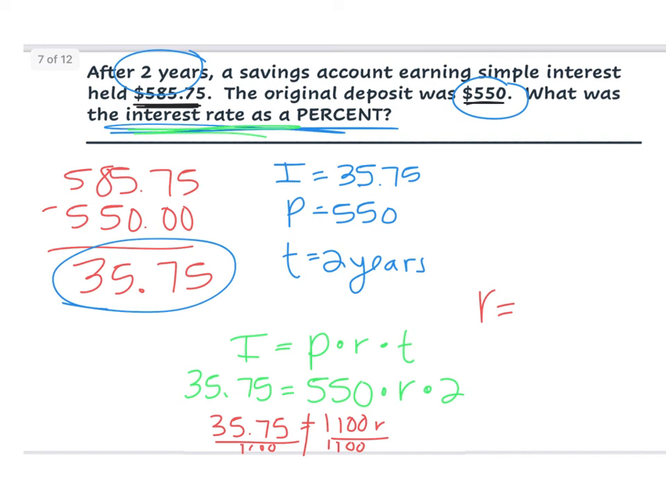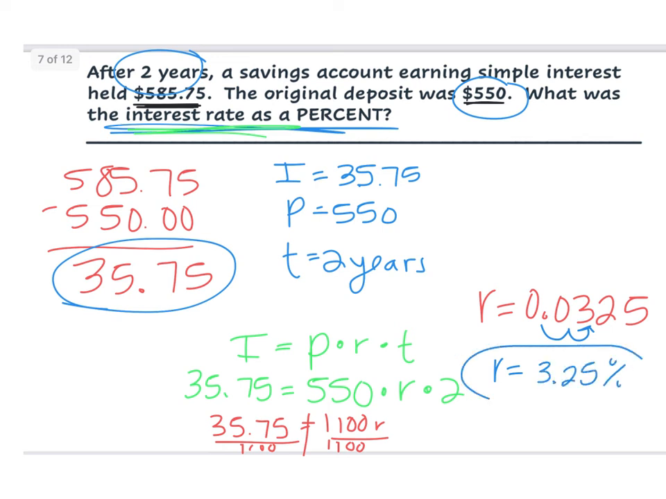35.75 divided by 1,100. In your calculator, you should get 0.0325. Now remember, we have to leave our rate as a percentage, so we need to multiply that by 100 to get the percentage. So another trick is just to slide your decimal place 2 times to the right. So really our rate is going to be 3.25%. So that was the rate that account was going at.